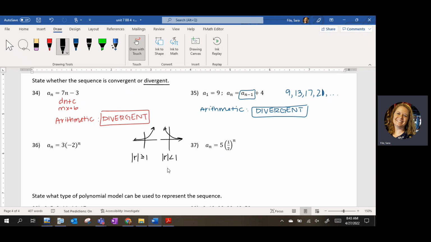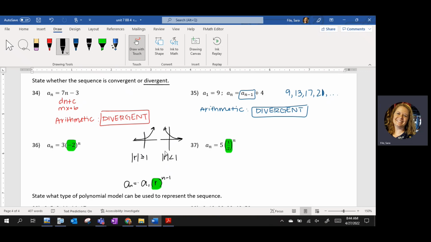Okay, so looking at 36 and 37, these are both definitely geometric. They're both in the format of a sub 1 times r to the n minus 1, aren't they? That's geometric. Okay, so what part of them is r? What part of 36 is the r value? The -2. And what part of 37? The 1/2. So one of those is going to be divergent, one of them is going to be convergent, because one of those, the absolute value is greater than 1, and one of them is less than 1.